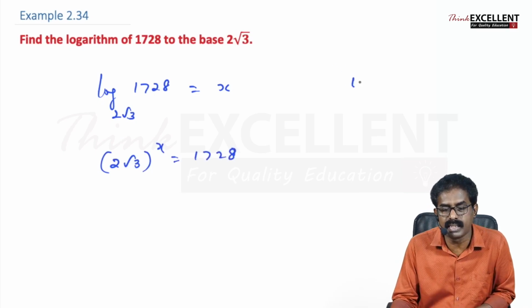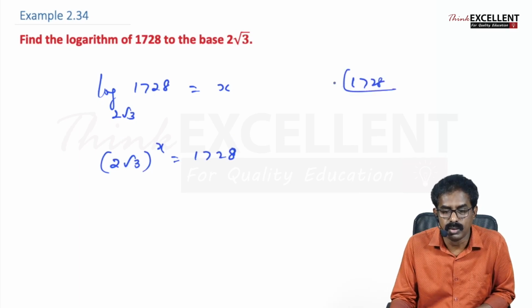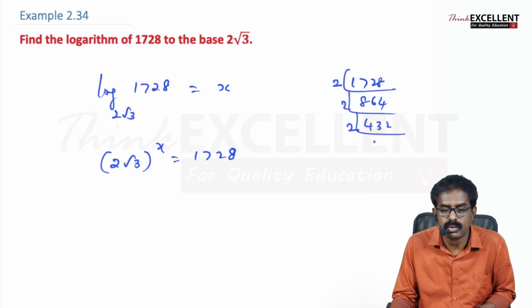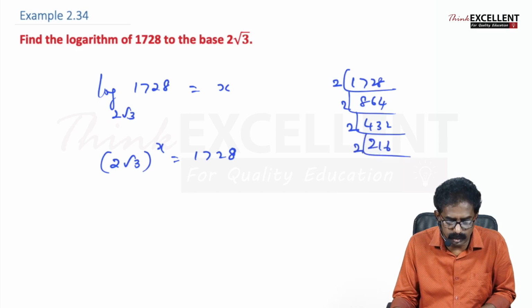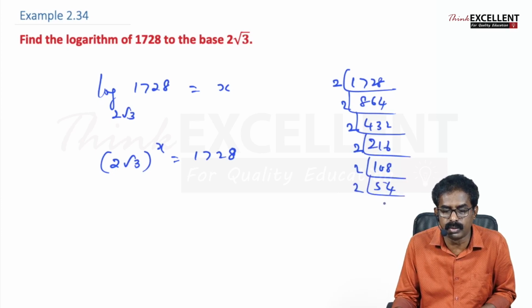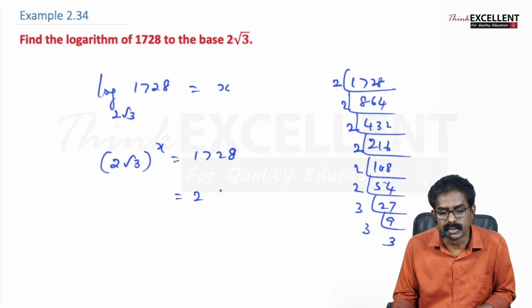1728. Now the prime factorization of that 1728. 2 table 864. Again 2 table 432. Again 2 table 216. Again 2 table 108, right? Again 2 table 54, again 2 table 27, now 3 table 9, again 3 into 3. You are getting 2 raised to 6 times, right? 2 raised to 6, 3 raised to 3. So 2 raised to 6, 3 can be written as root 3 square, the whole cube is there.